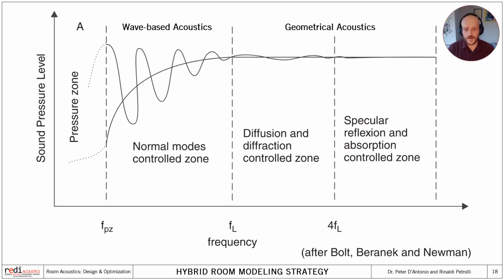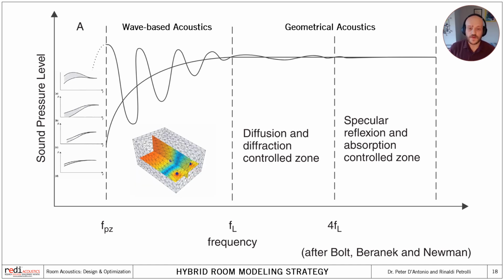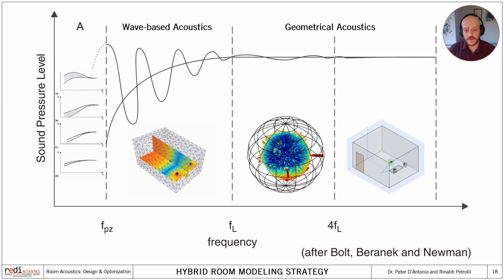To start, I would like to refer to this graph, which illustrates how sound behaves within a room across the audible spectrum. So in the first region, we have the pressure zone, which occurs below the room's first resonance, and following that, we have the normal mode zone, which is where we apply wave-based acoustics and account for the surface impedances for greater accuracy at low frequencies. Beyond that, we enter regions dominated by diffusion, reflection, and diffraction, where we shift to geometrical acoustics by using methods like ray tracing and the image source model instead of wave-based acoustics.